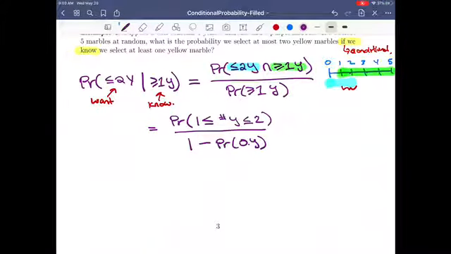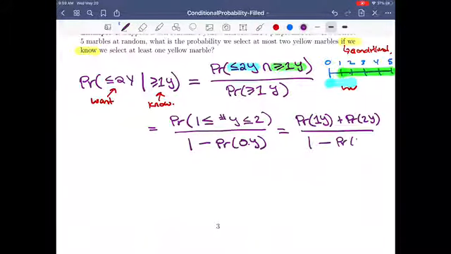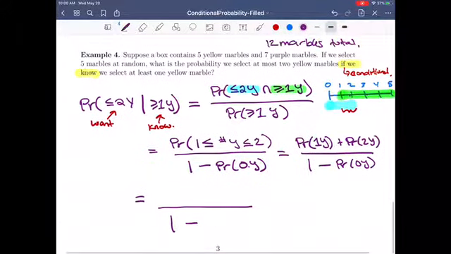So now we want to try and compute this. The top still doesn't look very nice, so it might be better to split into cases. The probability of 1 yellow plus the probability of 2 yellow, over 1 minus the probability of 0 yellow. Now we want to figure out what these probabilities are. So I'm going to compute each of them. I'm going to have a bigger fraction here. So what's the sample space? And is it uniform, I guess?